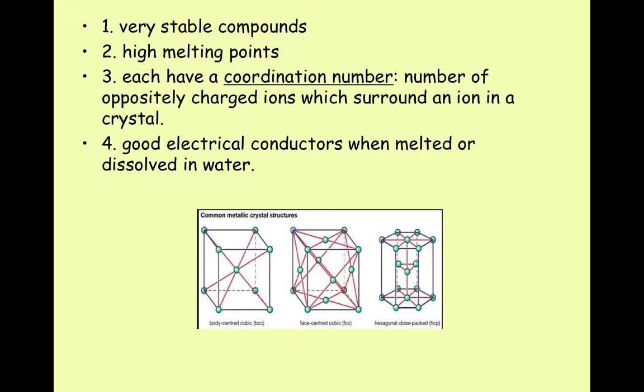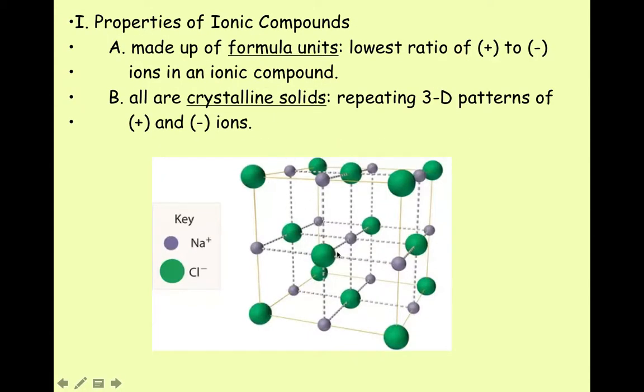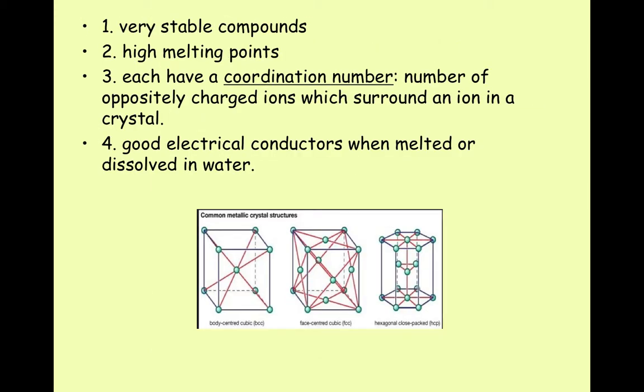So these tend to be very stable compounds. They have high melting points. Each ionic compound has a coordination number, and that is the number of oppositely charged ions which surround an atom in a crystal. We won't talk much about coordination numbers, but if we went back to the example on the previous page with NaCl, the coordination number would be 6 because the sodium is surrounded by 6 chlorine atoms there. And ionic compounds tend to be good electrical conductors when melted or dissolved in water.